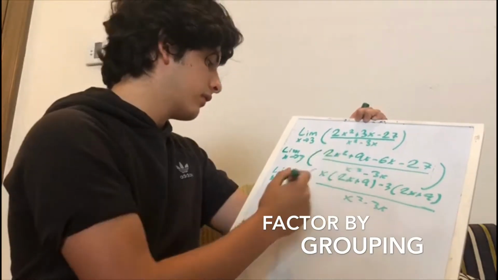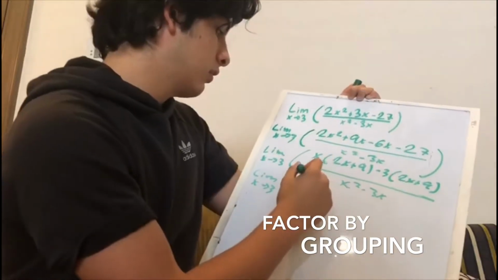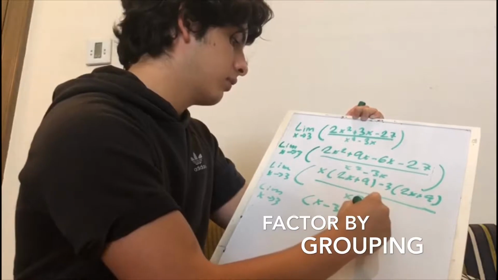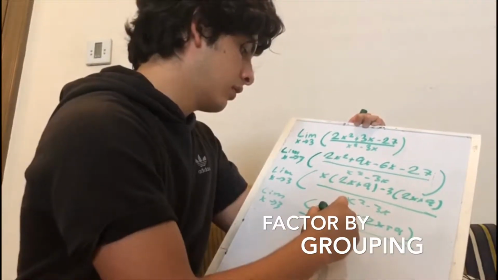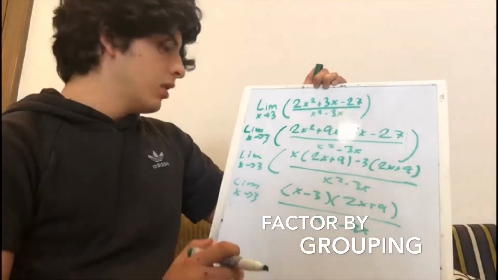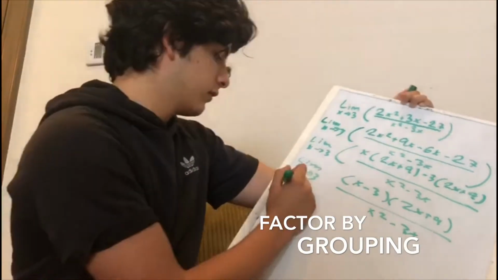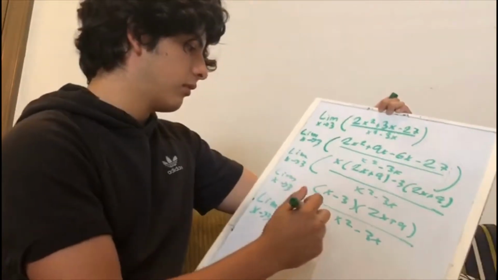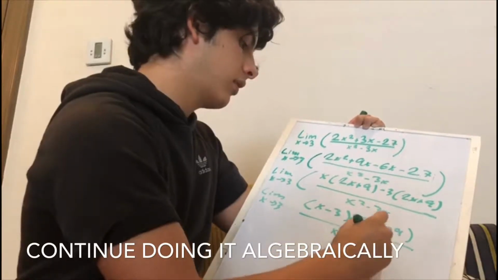This is then going to transfer to x minus 3 times 2x plus 9 over x squared minus 3x. Then we can see that we can factor this further. So we're going to factor that also, limit as x approaches 3, over x squared minus 3x.